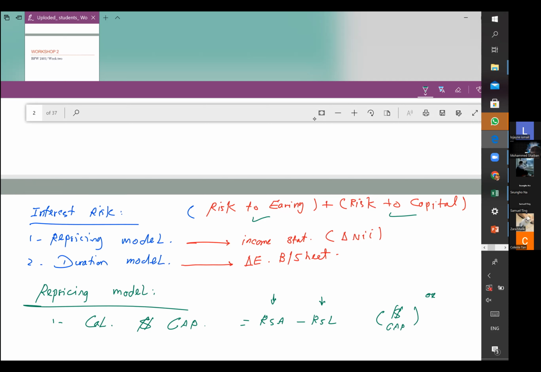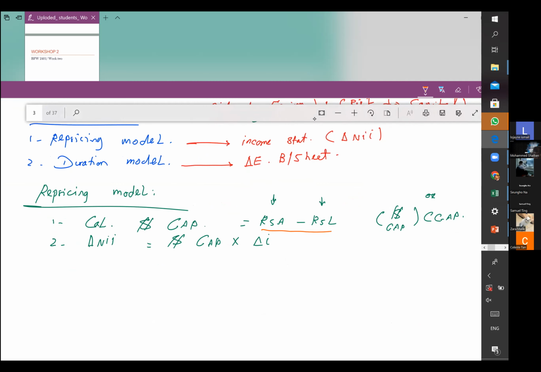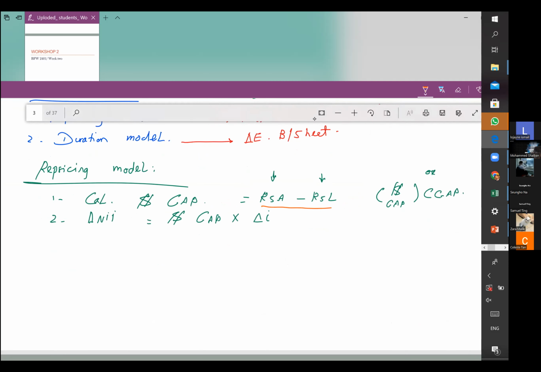Either you get the dollar gap or the cumulated dollar gap, the gap itself. Now, after I get this, I have to calculate the net change in the net interest income. And the change in the net interest income is the dollar gap times the change in the interest rate. And that's all. So as you can see, the only technical thing is in this area. Now, I want to go to the duration, but before that, I want to mention something.